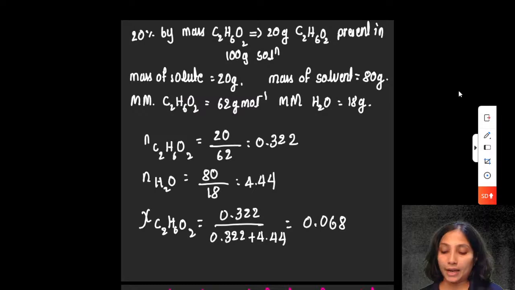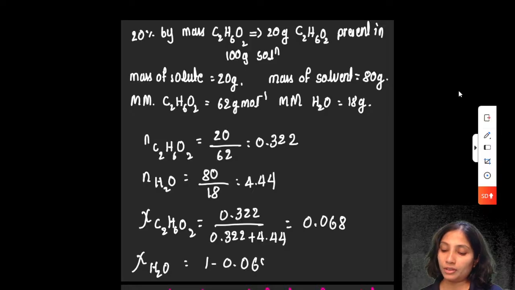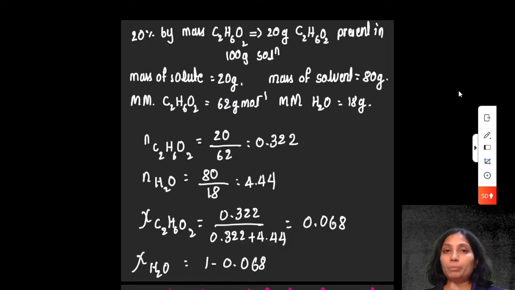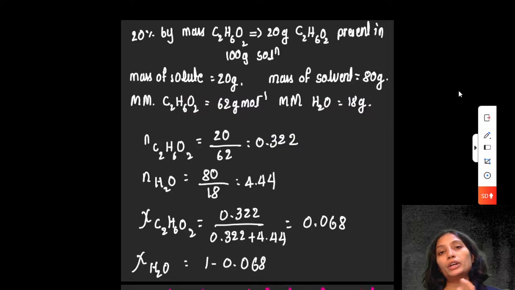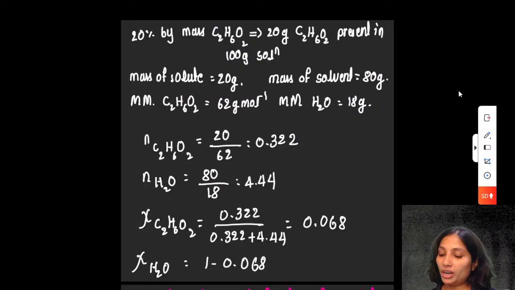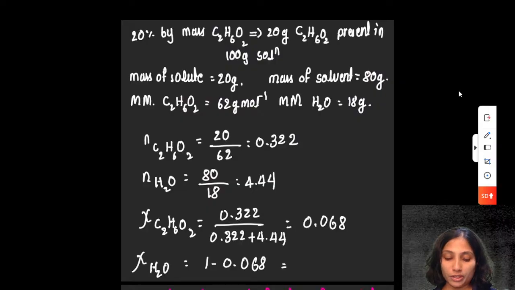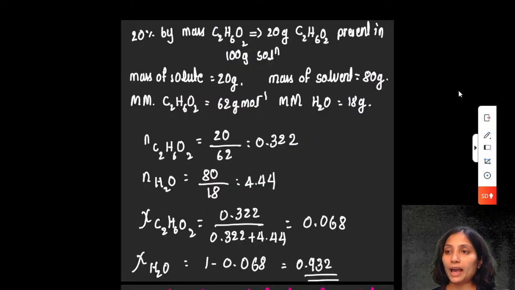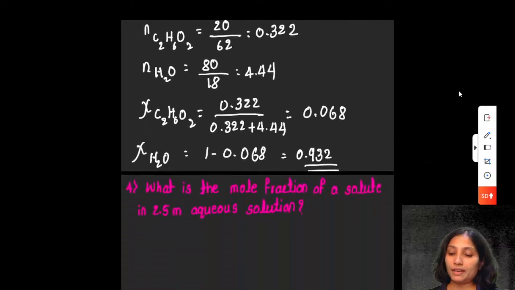And how to calculate mole fraction of water, H2O? 1 minus mole fraction of ethylene glycol, because we know the sum of mole fractions of all the different components present will be equal to 1. Here we have only two components. We know the mole fraction of one component. 1 minus the mole fraction of that component will give the mole fraction of the other component. So 1 minus 0.068 is 0.93. This is the mole fraction of water. So this is how we calculate mole fraction. I hope this one is clear.